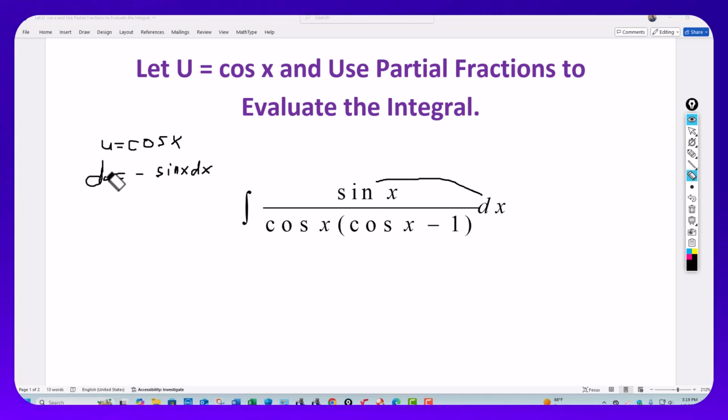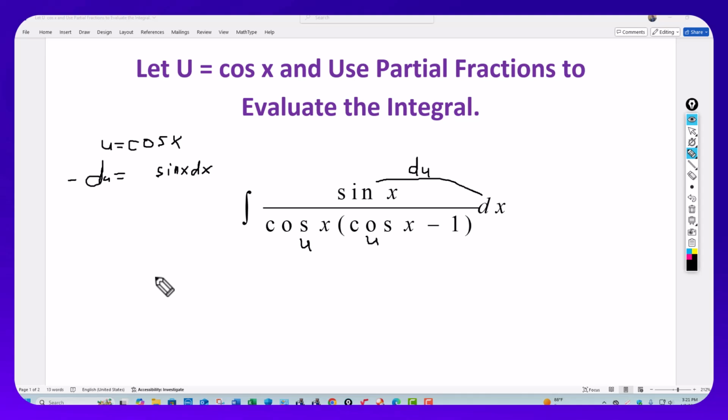We can multiply both sides of this by a -1. Then I put the -1 over here. So this will be u, this will be u, and sine x dx will be replaced by du. So this would be the integral of 1 over u multiplied by u minus 1. That's a rational expression in the variable u, so we can use partial fractions.